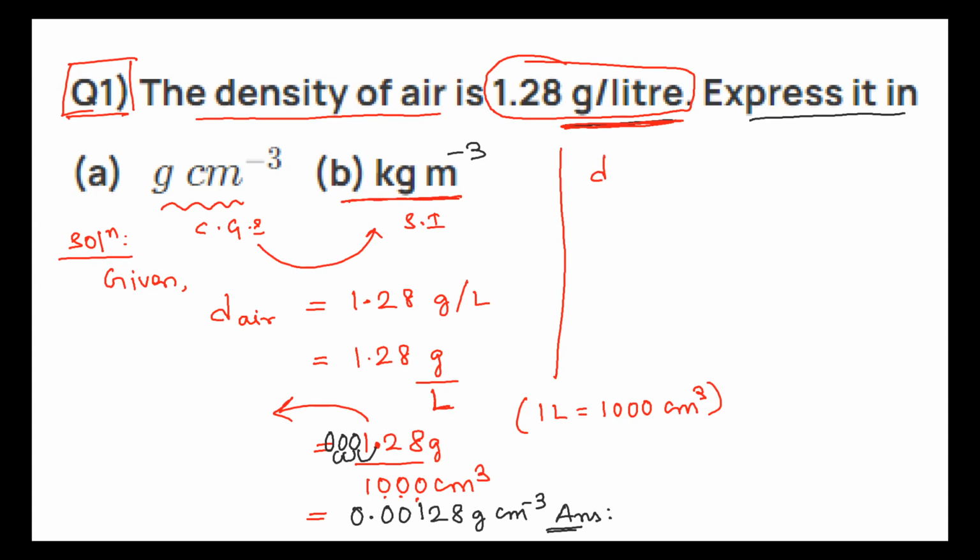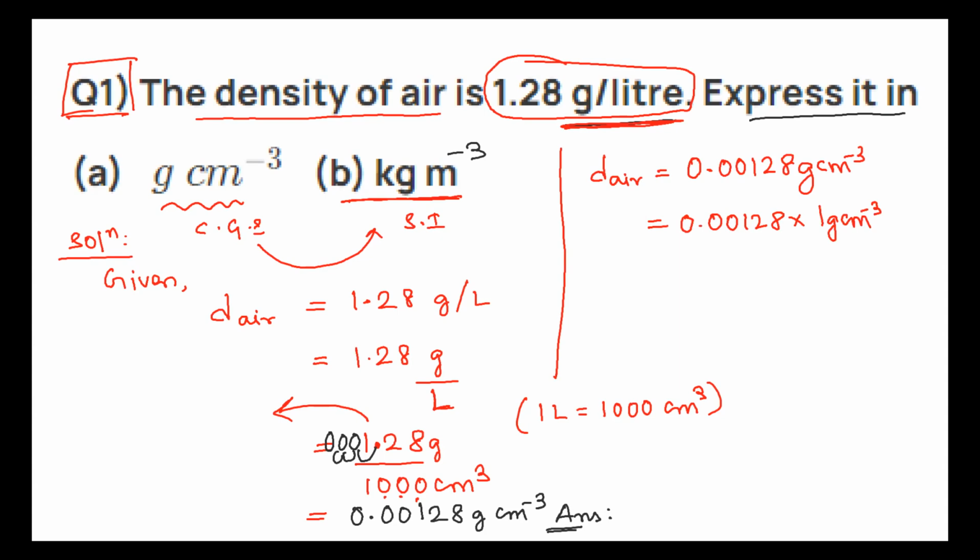Just now we saw that density of air turns out to be 0.00128 gram per centimeter cube. Look, we have already calculated it in CGS unit. Once we have calculated in CGS unit, the easiest way to solve it is to convert it into SI unit by multiplying by 1000. How can we do that? Like this: 0.00128 into 1 gram per centimeter cube. Right?